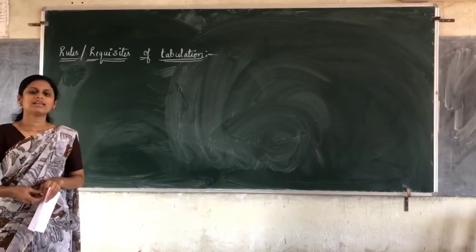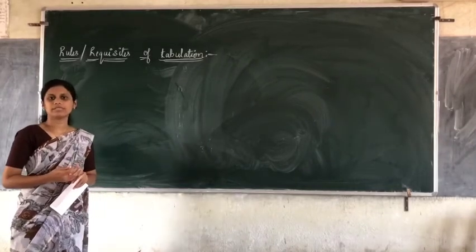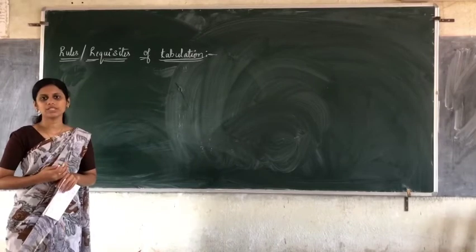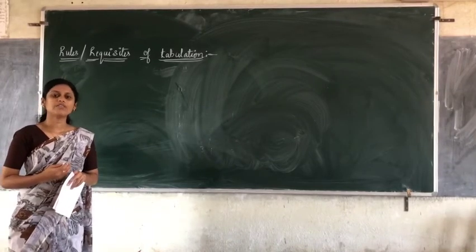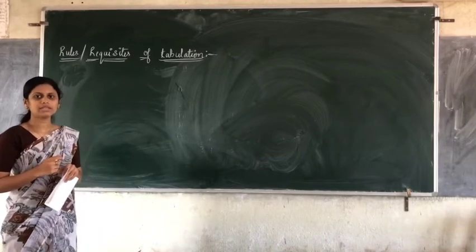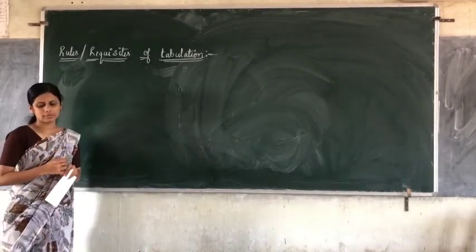Students, in the last class we started with the second part of the third chapter, that is classification and tabulation, and we have seen what is tabulation as well as parts of a table, and we have also seen the general format of a table. Now in this class, we are going to discuss the rules or requisites of tabulation.